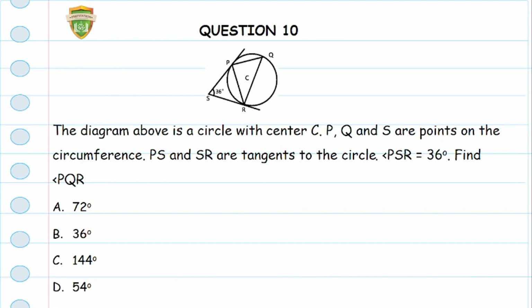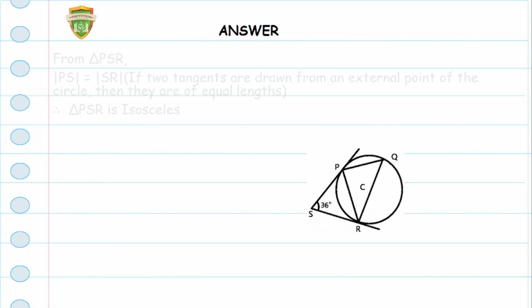Question 10. We're given a diagram above, and it is a circle with center C. The center is right here, C. And we're told that P, Q, S are points on the circumference, and that PS and SR are tangents to the circle. So angle PSR, that is this angle here, this S, is 36 degrees. And now we're to find PQR, so this angle right here. So this is a picture of the diagram.